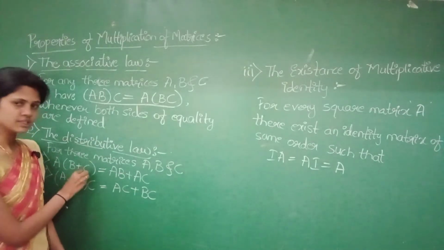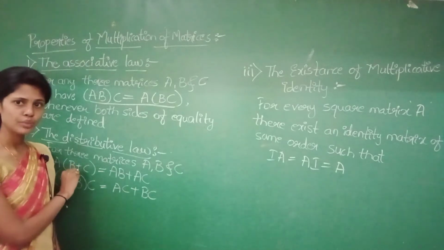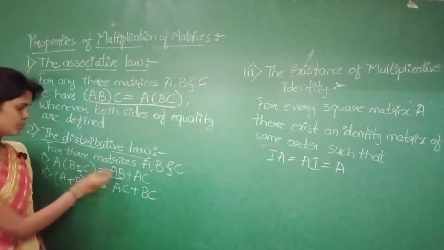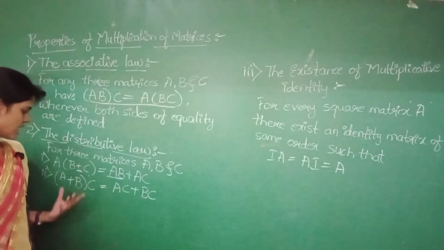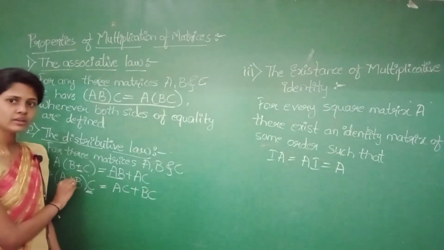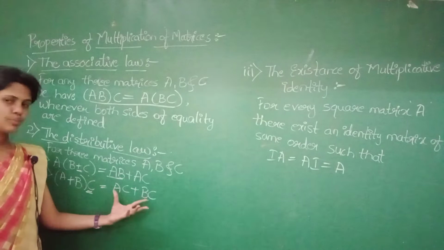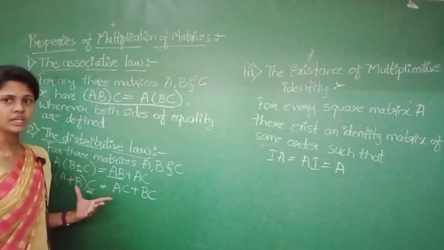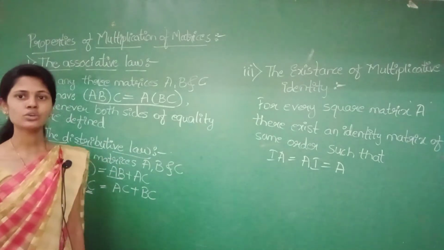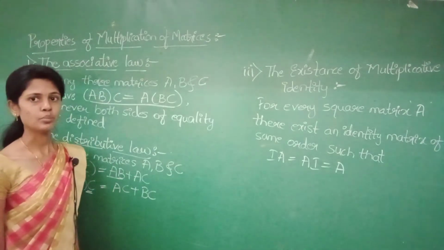So A into B plus C means you have to multiply A inside the bracket with B and C. So AB plus AC, that is first. And A plus B into C, here C must be multiplied inside the bracket, so AC plus BC. So these two are the distributive law, where A into B plus C is equal to AB plus AC, and A plus B into C is equal to AC plus BC.